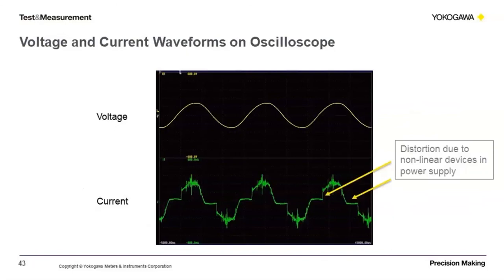Using a Yokogawa power scope, this is a PX8000, we captured the single phase of voltage and current. The voltage waveform is close to ideal, looking like a non-distorted sine wave. The current waveform has distortions due to nonlinear devices in the power supply. The nonlinearities will cause some harmonics, which we will be interested in measuring.